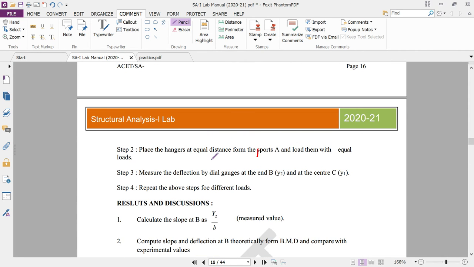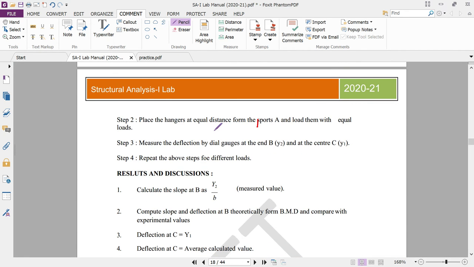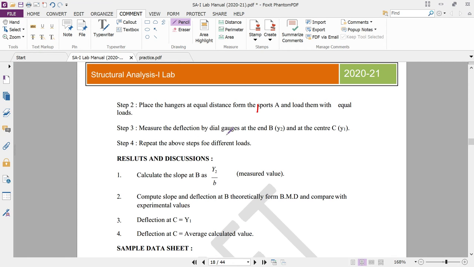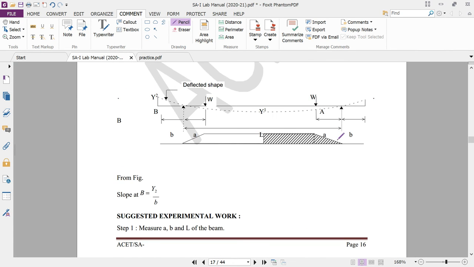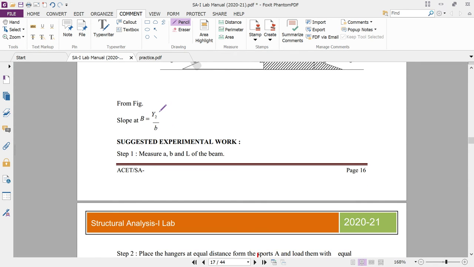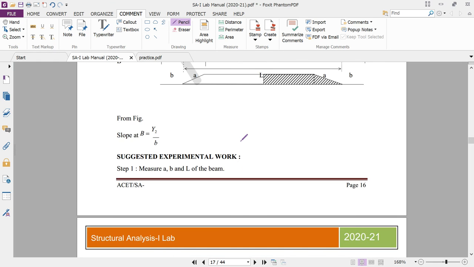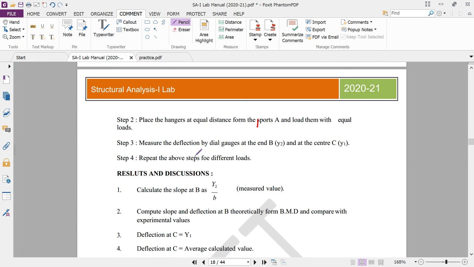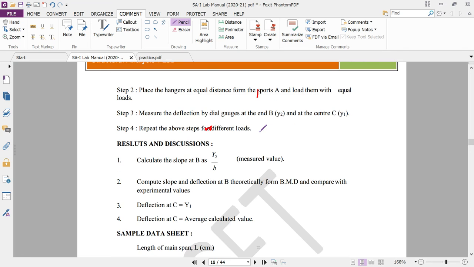Like this we apply the two loads of equal magnitude, then measure the deflection by the dial gauge at the end B, y2, and center C. Now we can calculate the y2 deflection here, and at center point C we can also calculate the deflection. So deflection can be calculated at the center as well as at the corners, on two sides. Then repeat the above step for different loads, so we can repeat for a number of cases.